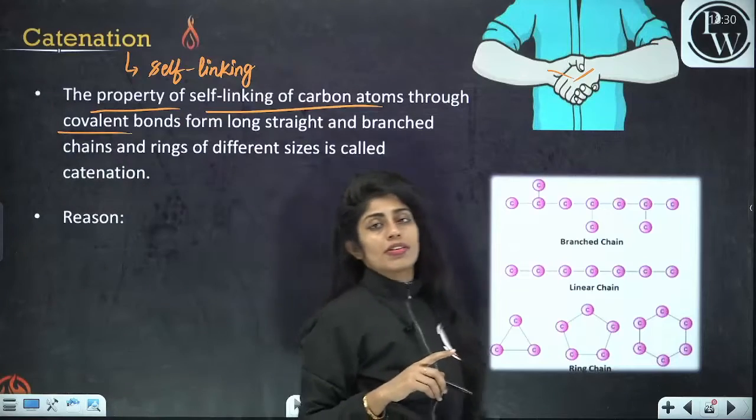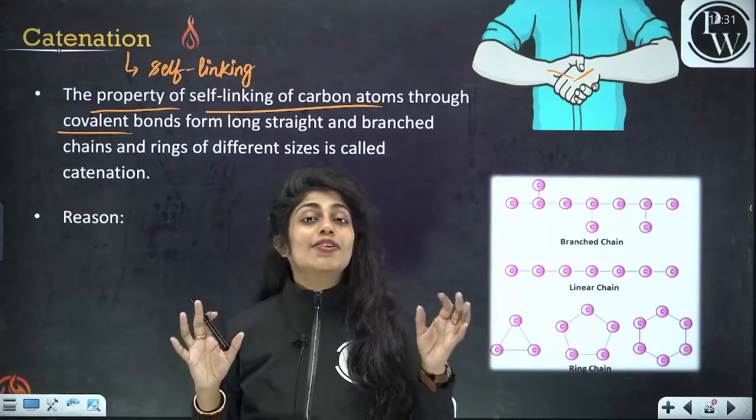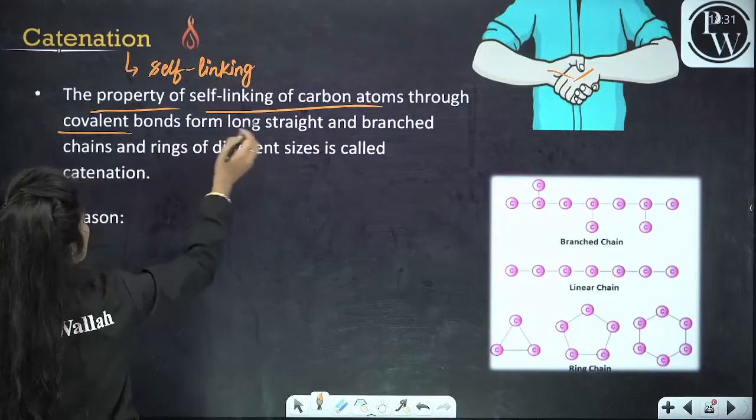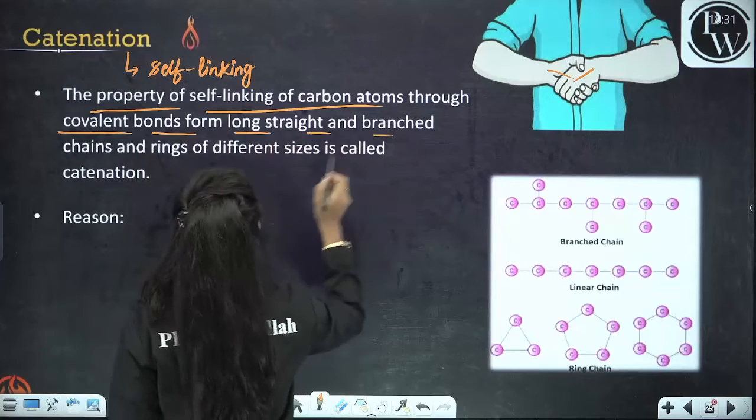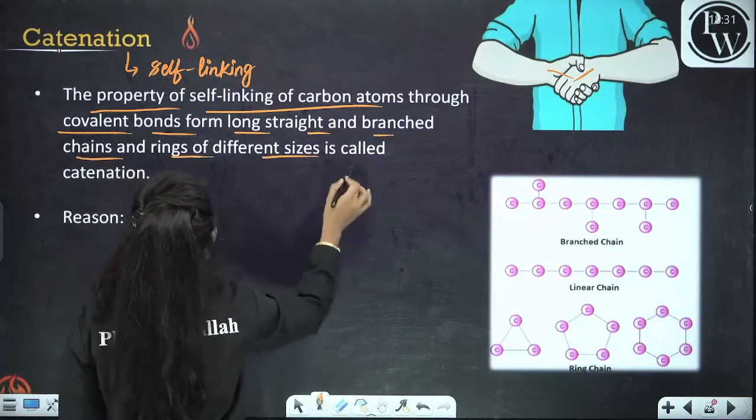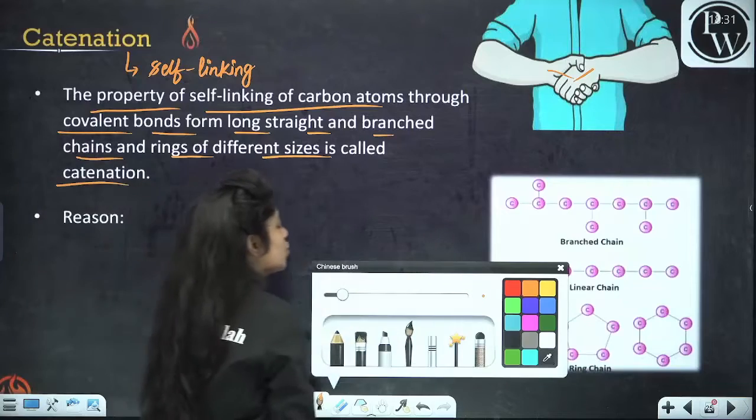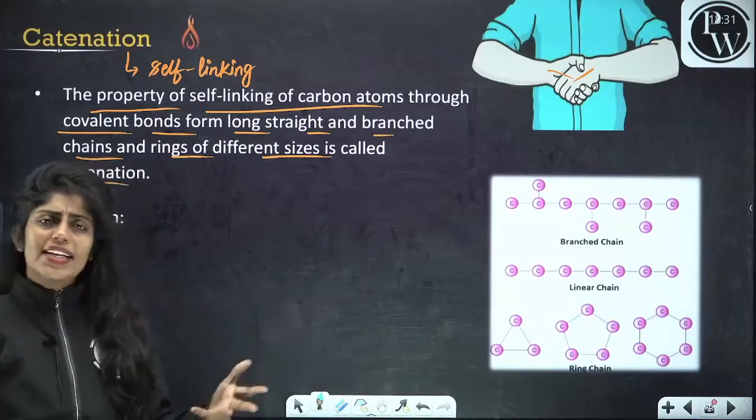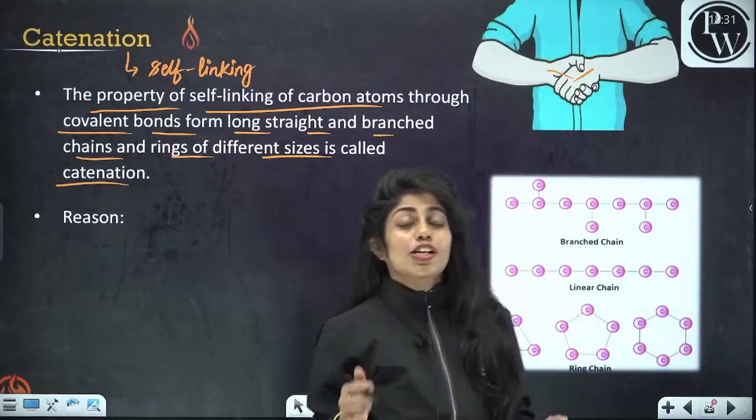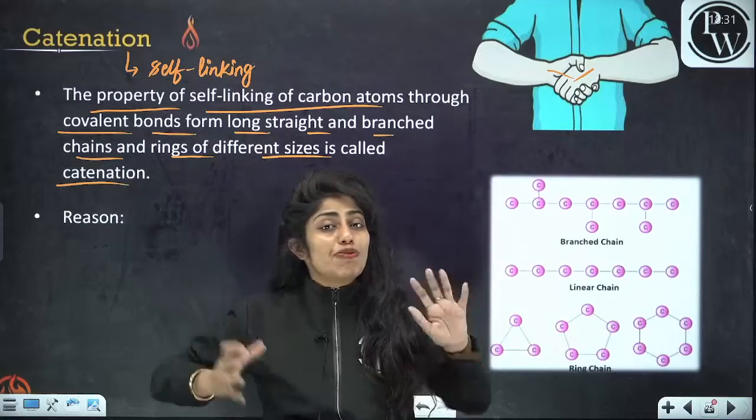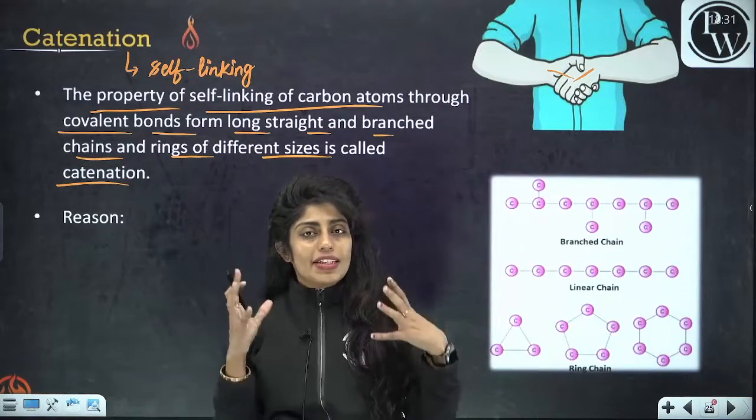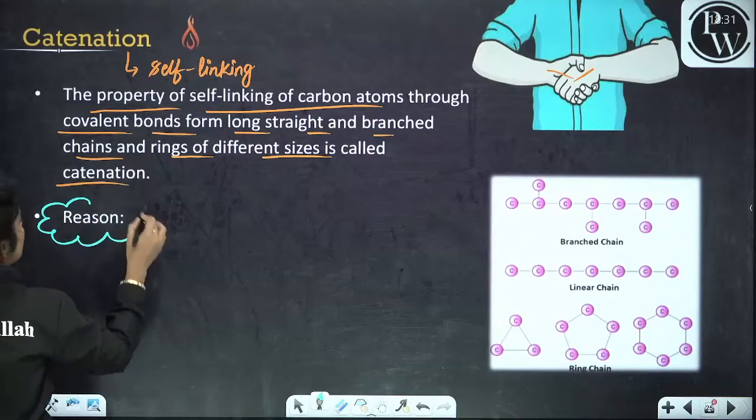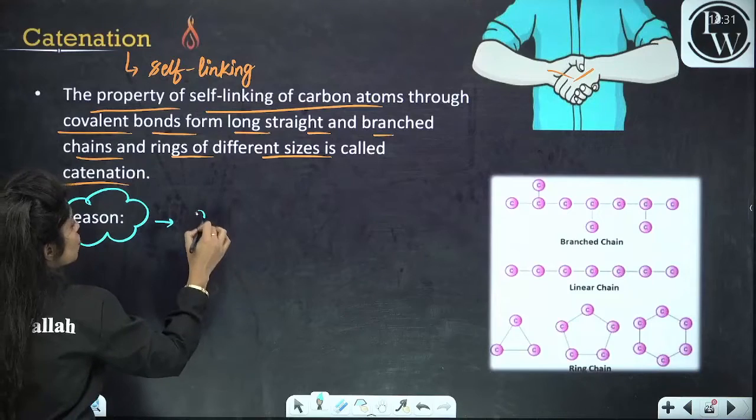Always remember, carbon forms bonds known as covalent bonds because of sharing of electrons. So carbon, through covalent bonds, forms long, straight and branched chains and rings of different sizes, which is called catenation. It seems like a big definition, but catenation means self-linking. By self-linking, it forms different kinds of structures like the linear chain, the branched chain or the ring structure. So basically why? The reason is because of small size.